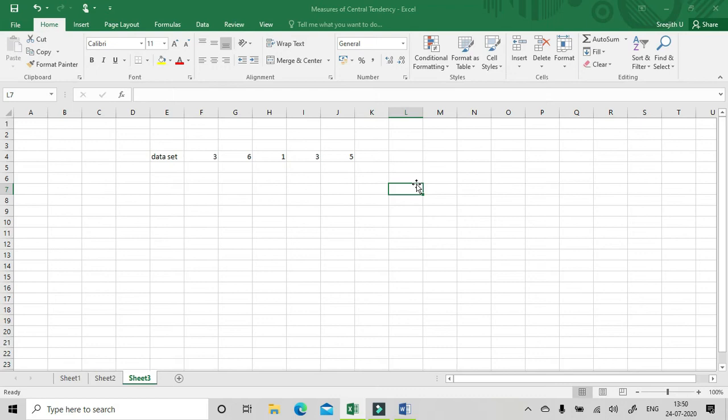Now, the measures of central tendency are mean, median, and mode, right? So I'll explain what these things are. So mean is nothing but average. We're all familiar with average, okay? Average is the generic term for the word mean, which we use in mathematics, right?